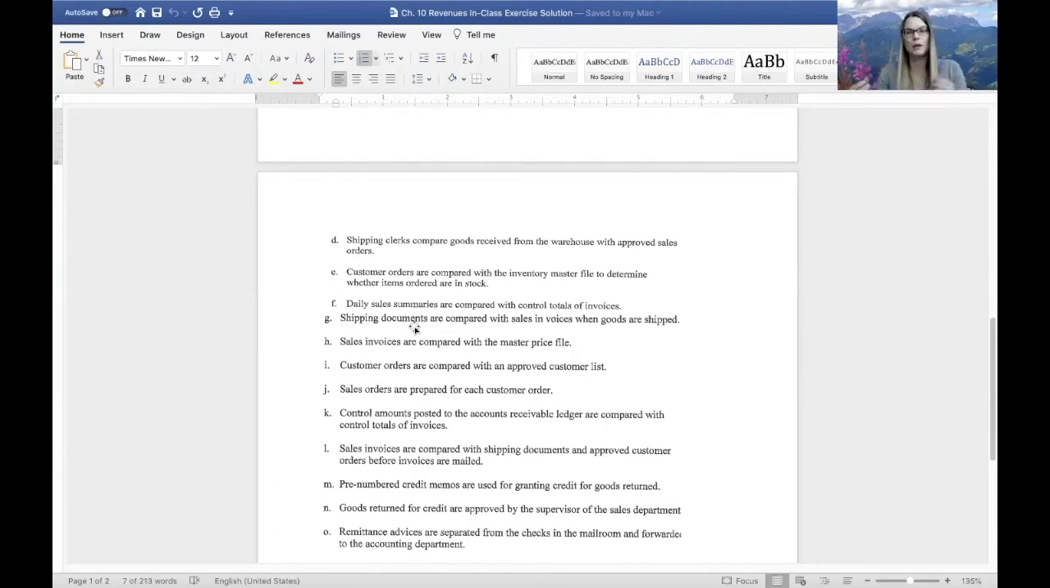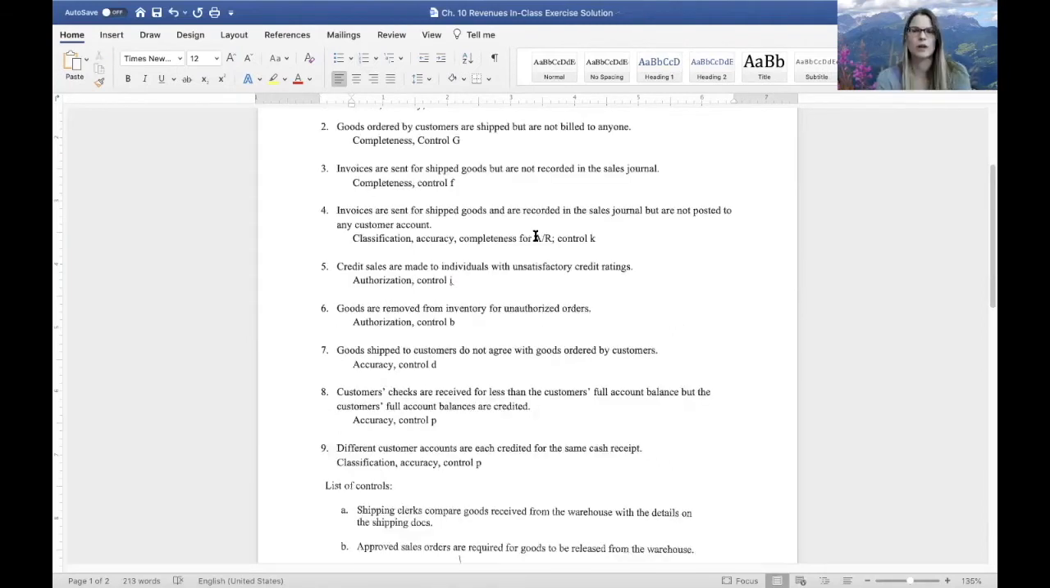And that won't work here because we need something that compares back to sales summaries. Okay, so Control 4 says invoices are sent for shipped goods, now that we have them recorded in the sales journal too, but they are not posted to a customer account, which essentially means they're not being posted to accounts receivable. So now I need something that compares either stuff recorded in the sales journal to stuff recorded in AR, or compares things invoiced to things recorded in AR, something along these lines.